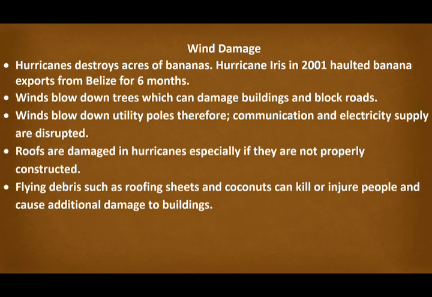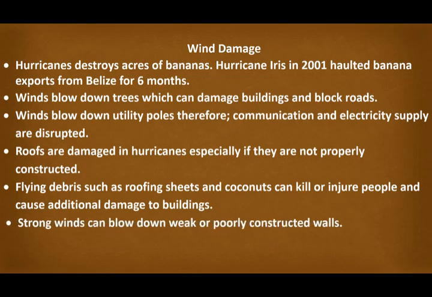Coconuts are very, very powerful missiles in a hurricane, deadly missiles, and they end up flying around the place. They can also create much damage and also kill people, which has happened in the past. Now, strong winds can also blow down weak or poorly constructed walls.